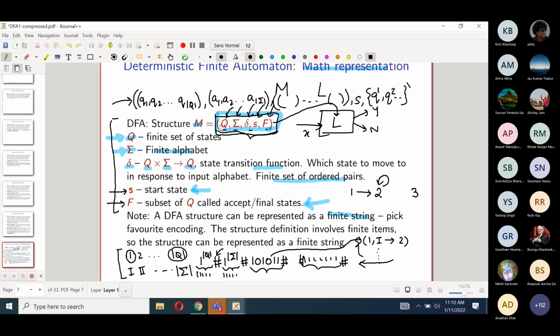Okay, so this abstract machine can be represented by a finite string. Even if you said, okay, I only want binary strings, my claim is this machine can be represented by a finite length binary string.